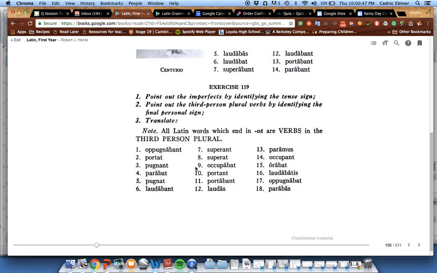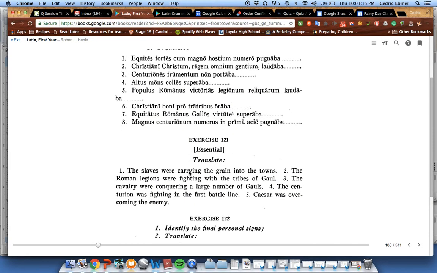So, in your translation, watch out if your tense is going to happen in the past or in the present. Oppugnabant was they were attacking, but portat is he carries. When? Right now. They carry or they are carrying. Parabat, careful, that's imperfect. So he, she, or it was preparing. Okay, so hopefully you had no problem with this exercise. Let's keep going to the next page.